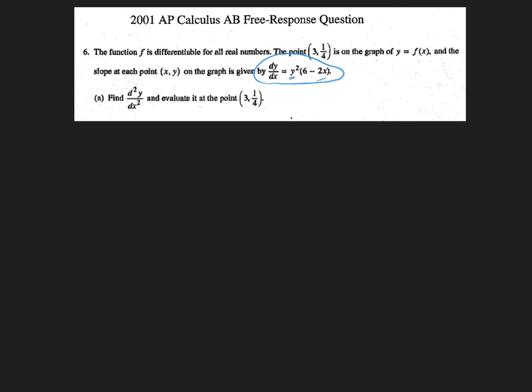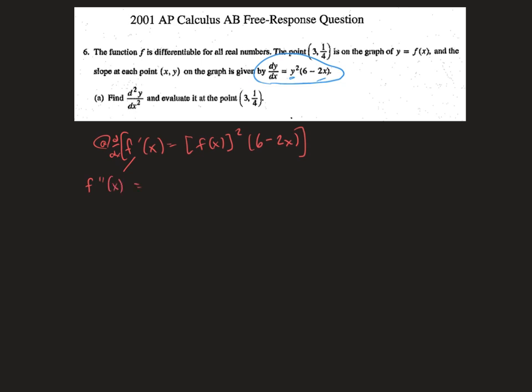So what I'm going to do is start by rewriting that derivative in the Newton notation. So d by dx is f prime, and then y is f of x, and then we're multiplying that by 6 minus 2x. So I'm going to take the derivative of both sides. The derivative of f prime is f double prime.